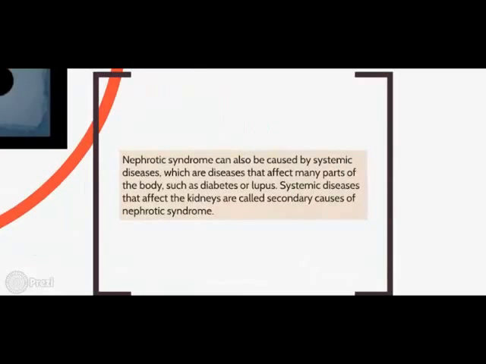Nephrotic syndrome can also be caused by systemic diseases, which are diseases that affect many parts of the body, such as diabetes or lupus. Systemic diseases that affect the kidneys are called secondary causes of nephrotic syndrome.